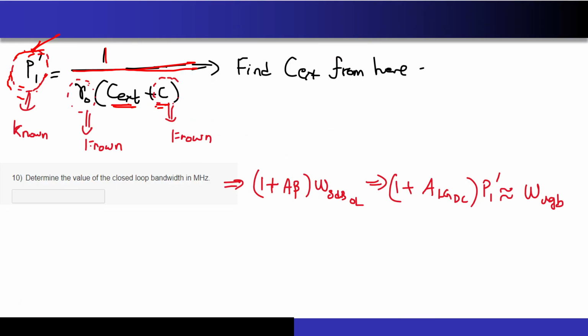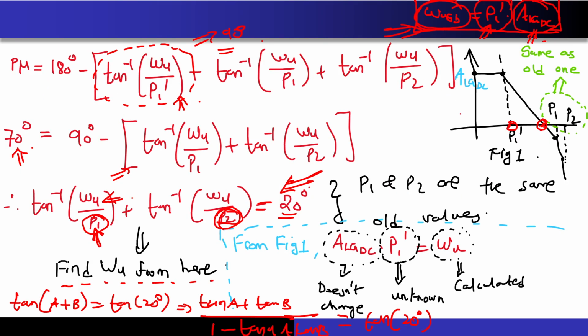So if I know P1 dash, if I know R naught, if I know the value of the C, maybe 10 picofarad that was given in the previous question, I can easily find out the external capacitance that I need to add so that my pole location shifts down, and if my pole location shifts down, my phase margin will improve, and I will keep on doing it unless and until I hit a phase margin number of 70 degree.